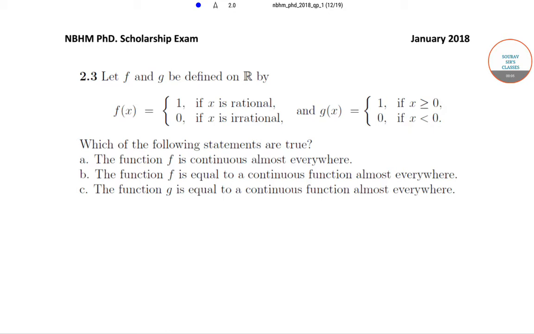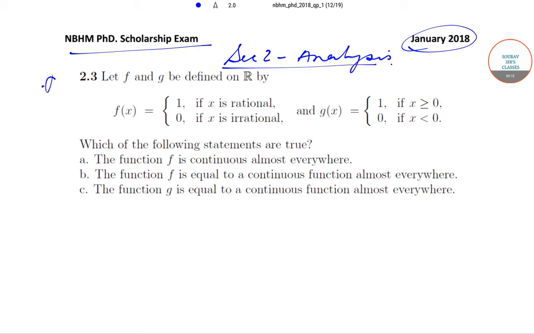Today we'll be solving the NBHM PhD Scholarship Exam questions from the January 2018 paper. We'll be solving the questions which came from the section 2, that is the analysis part of the paper. This is question number 3 from the section, and let's begin with the question.